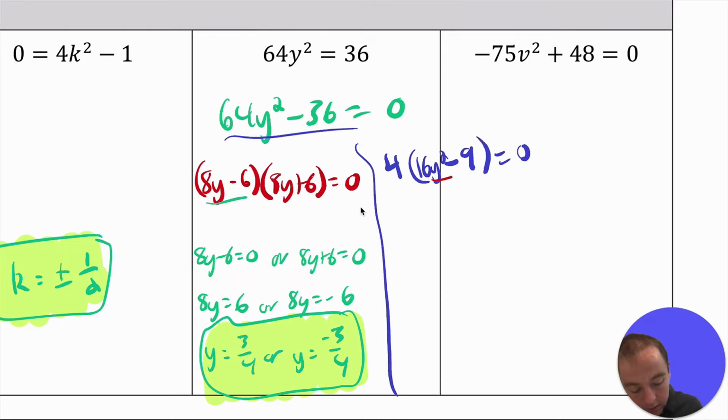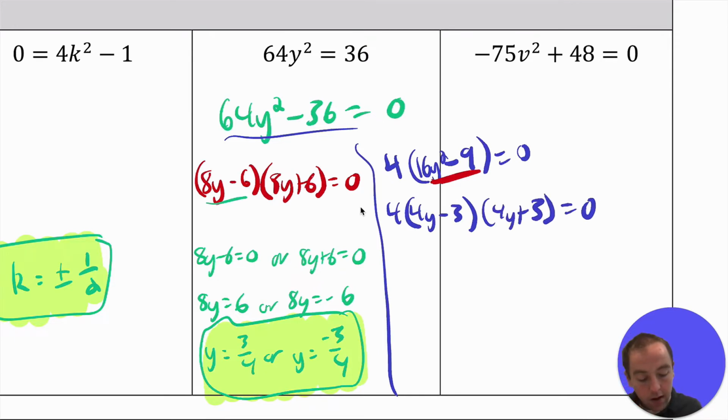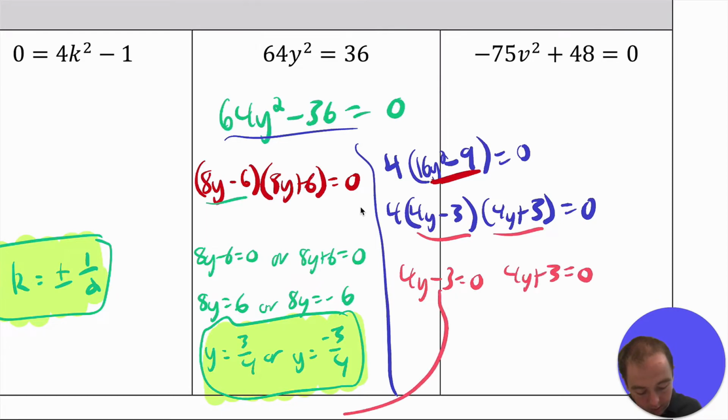Then if you take a look at the 16y squared minus 9, that's actually a difference of squares as well. So you could factor further and make that 4y minus 3 times 4y plus 3 equals 0, and then that's completely factored. Using the zero product property now, 4y minus 3 equals 0 leads you to your positive 3/4 answer, and 4y plus 3 equals 0 leads you to your negative 3/4 answer once you get everything solved all the way.